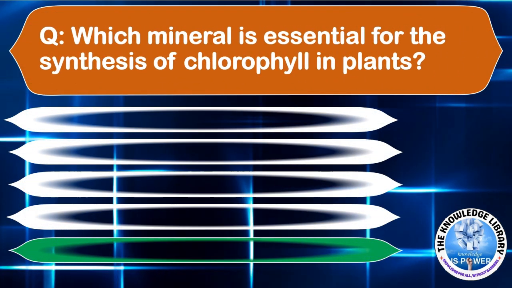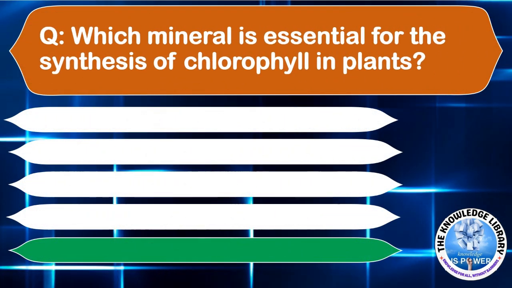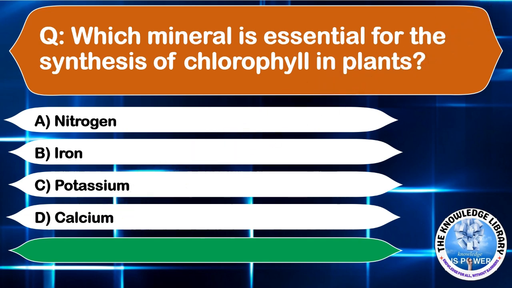Which mineral is essential for the synthesis of chlorophyll in plants? Option A, nitrogen. Option B, iron. Option C, potassium. Or option D, calcium. The correct answer is option B, iron.